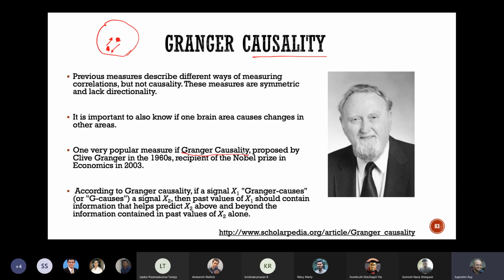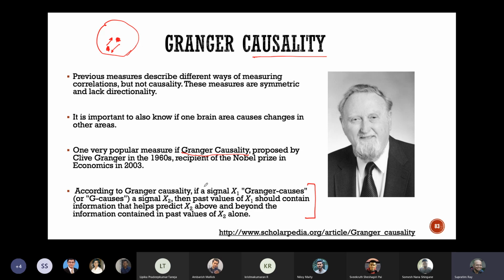Granger, and he got a Nobel Prize in economics for his contributions. It's actually a concept that was developed earlier by a guy called Wiener, but it was formalized by Granger, so it bears his name. And the main idea is very simple and is written here. The rest is all math that I will describe.